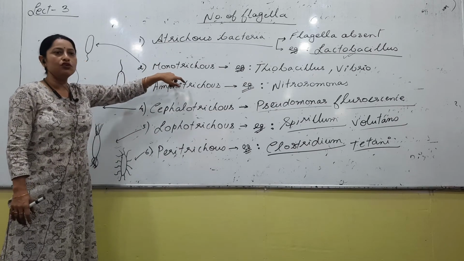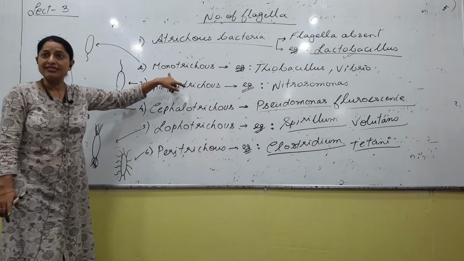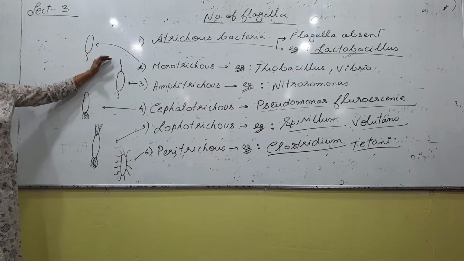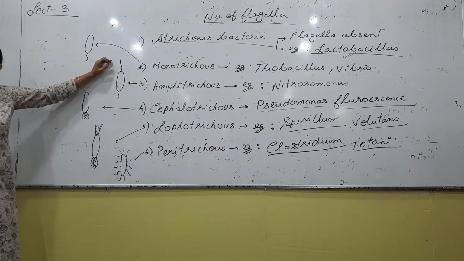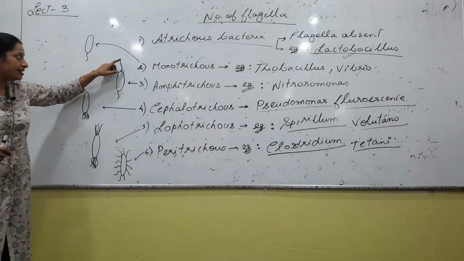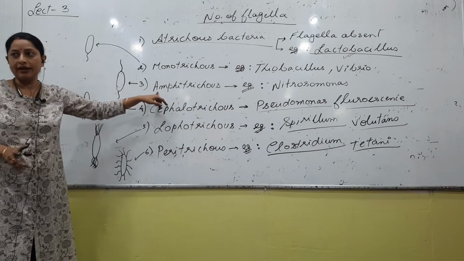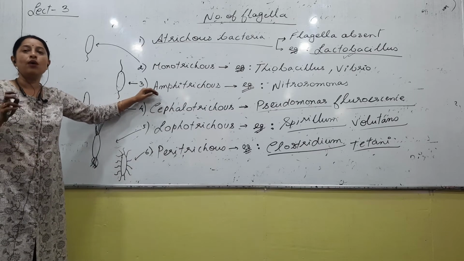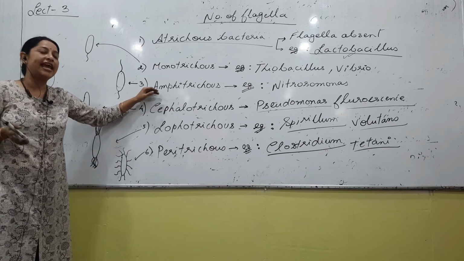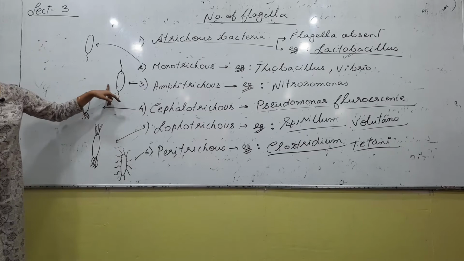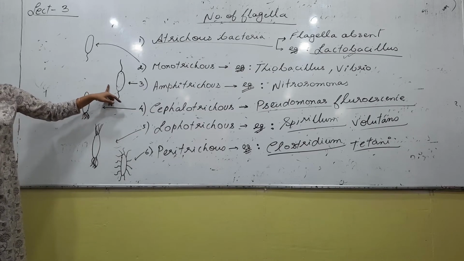Atrichous, we understood. Monotrichous, obviously we understand mono means single. So the question might be asked: a bacteria with a single flagellum is called monotrichous. Amphi means both, right? A bacteria with one flagellum at each end is called amphitrichous, right? Please learn the sentences properly.